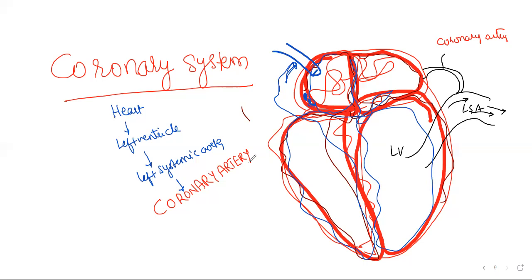The coronary artery reaches the cardiac musculature. We'll write here, cardiac musculature. Where is it going? The coronary artery is going to the cardiac muscles, which are supplied with the required nutrients and oxygen. And after that, it should be collected, right?